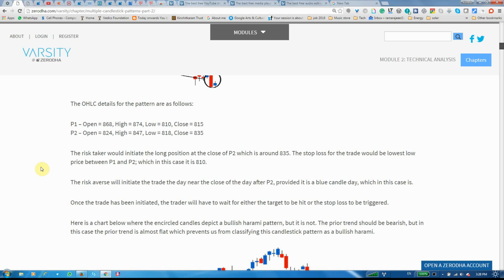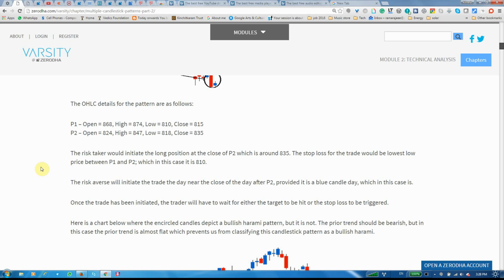P1 open equals 868. High equals 874. Low equals 810. Close equals 815. P2 open equals 824. High equals 847. Low equals 818. Close equals 835. The risk taker would initiate the long position at the close of P2, which is around 835. The stop loss for the trade would be the lowest low price between P1 and P2, which in this case is 810.